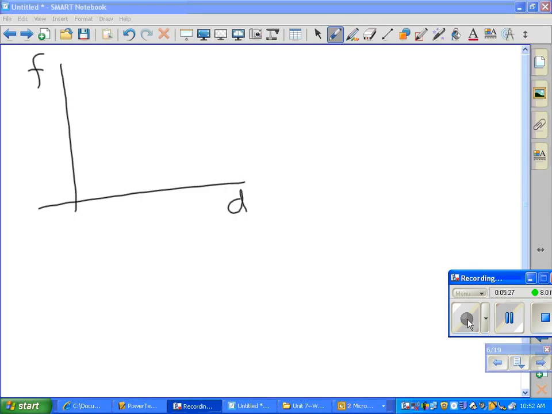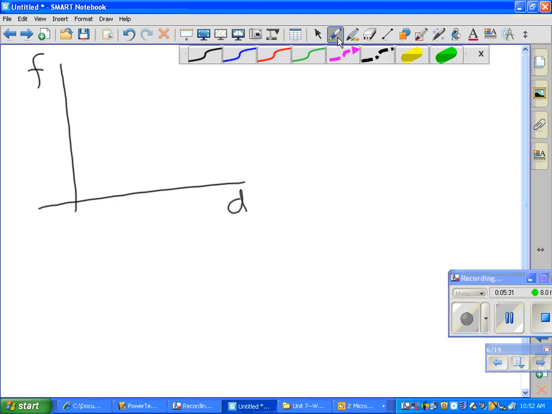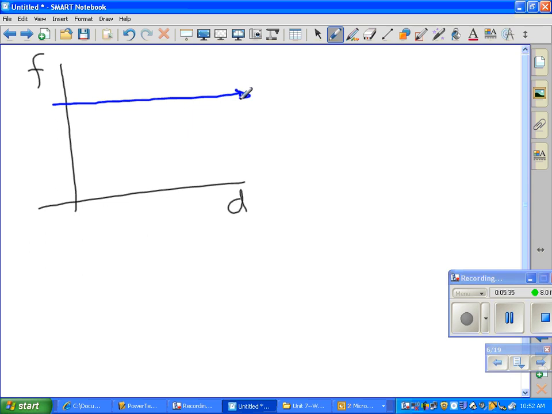Okay, here's a graph of force versus distance. And in the simplest terms, if I exert a constant force through a certain distance, right, and I calculate the area under this line for that distance, okay, that's the work done.